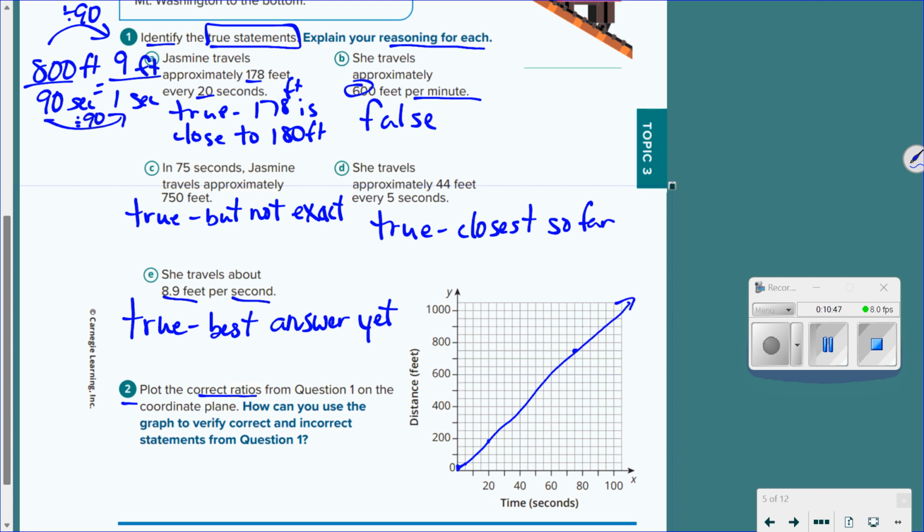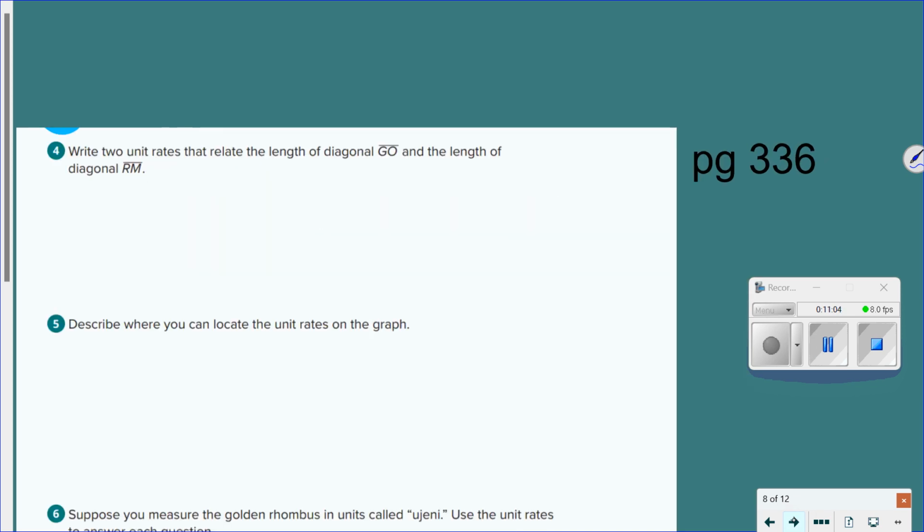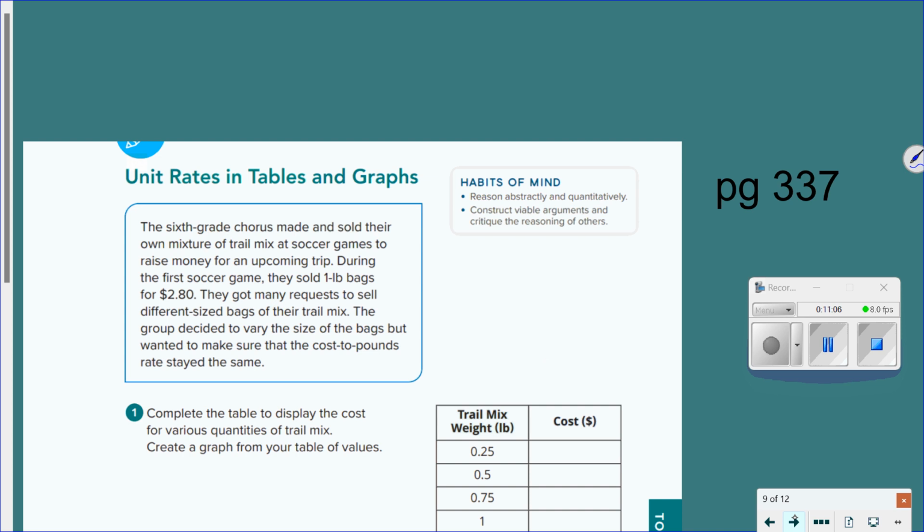Does that make sense for everybody? Yep. Any questions on any of those exercises we just did? Okay, let's go ahead and turn the page. We're not going to do this golden ratio one. 10 minutes left in class. So let's go to page 337.